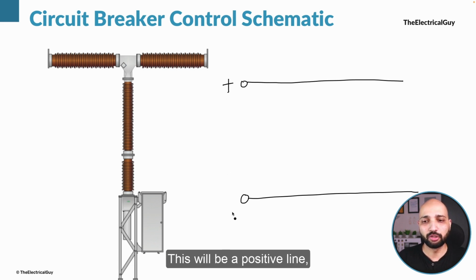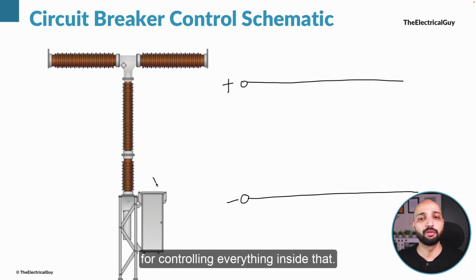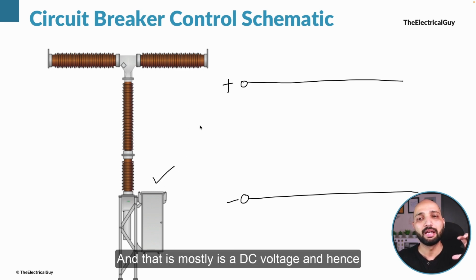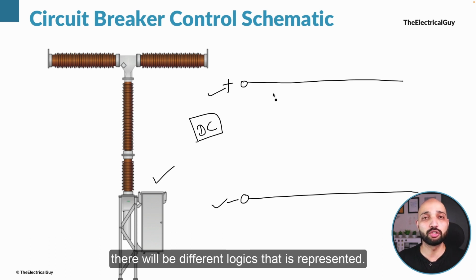Now this will be a positive line. This will be a negative line. Now there will be a control voltage which is responsible for controlling everything inside that, and that is mostly a DC voltage, and hence the positive and negative line. Now in between these two lines there will be different logics that are represented.